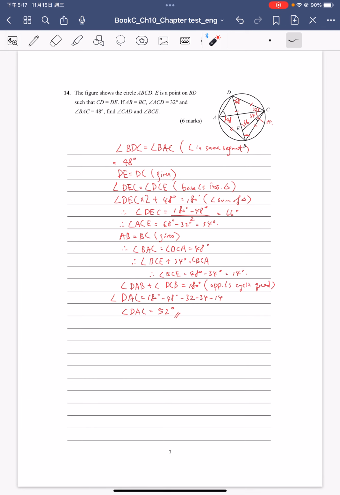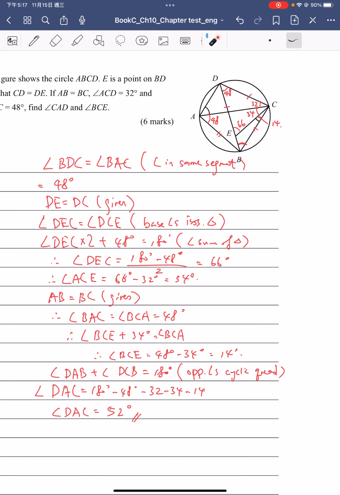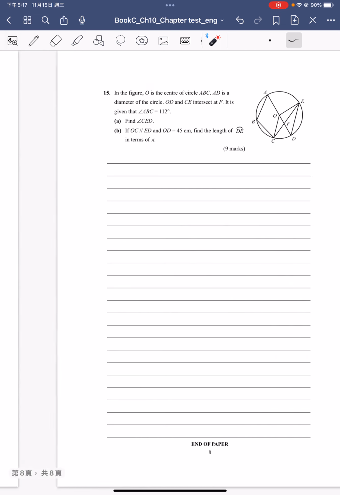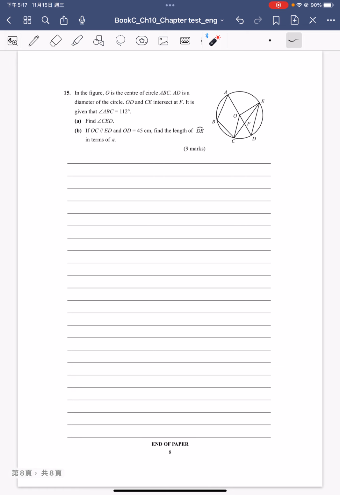Okay, so this question is quite long, but just do it slowly down. And then every single condition, try to use it. Like what I have done is, I forgot to use this AB equal to BC, so I stuck for a while. But after you use this one, you can realize that the base angle is the same, then that's easy to do. Okay, so that's for question 14. So for the last question, question 15 is hard, okay?